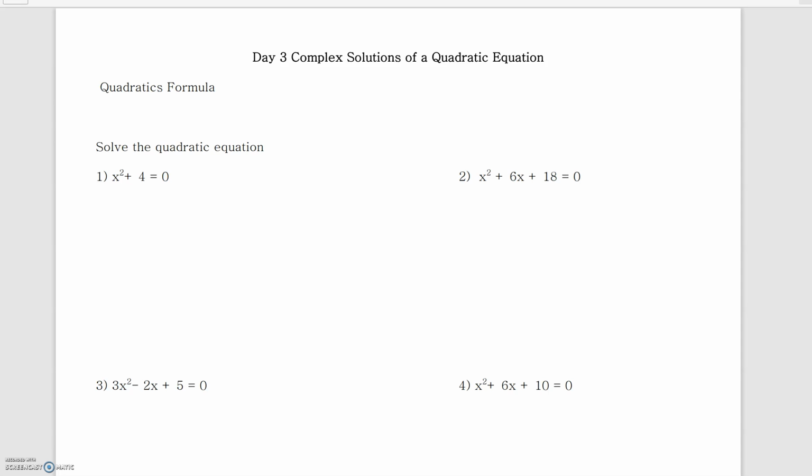So in day 3, we are going to look at quadratic equations, but with complex solutions. So it will have an i in the solution.